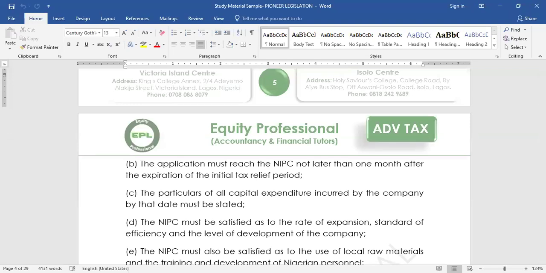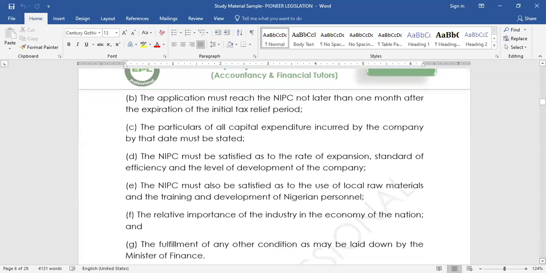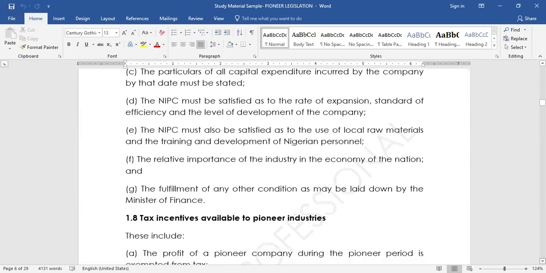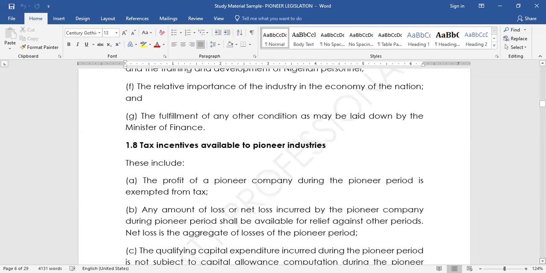Another condition, the particulars of the qualified capital expenditures incurred by the company by that date must be stated. Another condition, NIPC must certify the rate of expansion, standard of efficiency, and level of development of the company. NIPC must also certify that the company is using local raw material. All these are the conditions that will lead to extension of pioneer period.